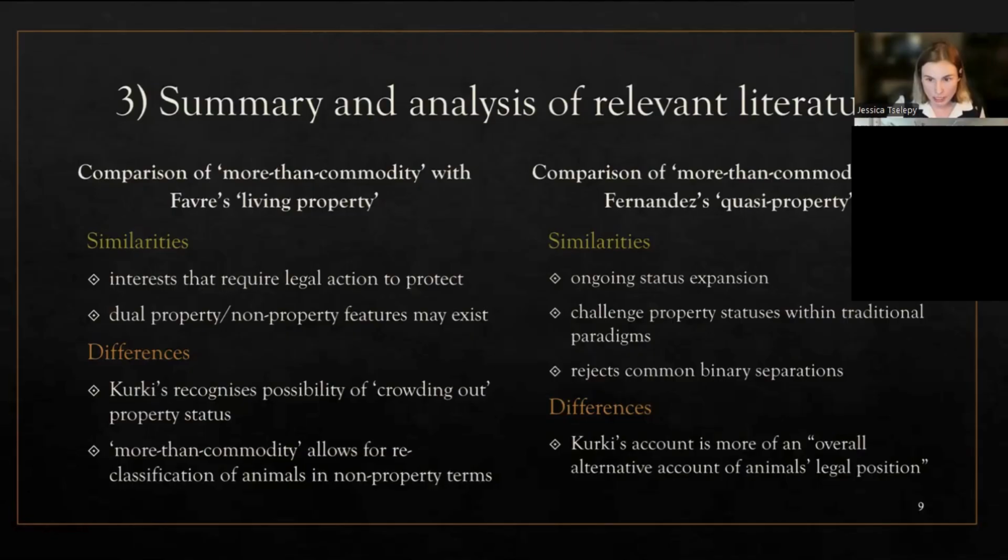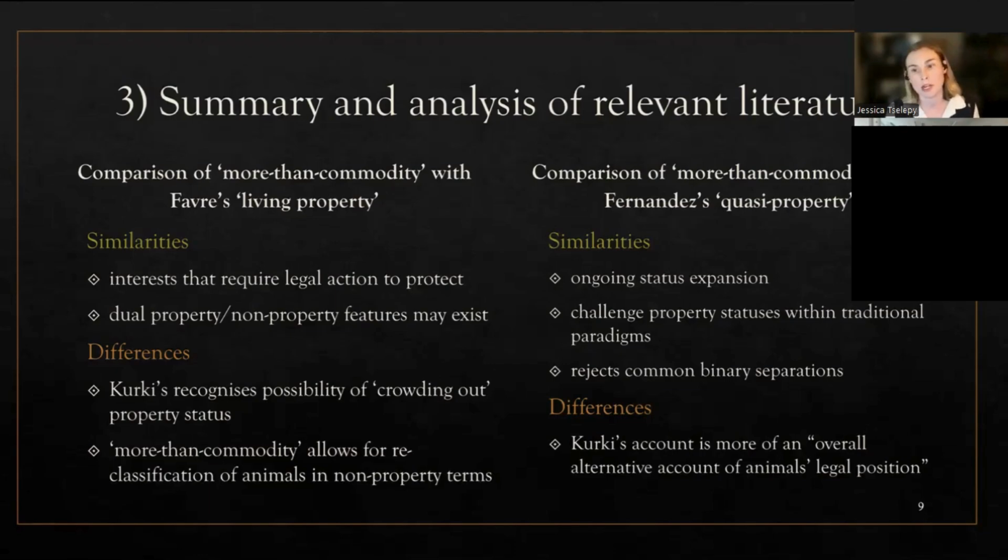Okay, so quasi-property appears then as a term that not only attempts to grapple with the constantly evolving nature of animal status, but one which likewise intends to reject the traditional binary thinking in regards to this legal status. So Fernandez encapsulates the rejection of binary thinking by writing that living property or quasi-property, and she references Favor's work in this quote, both of those terms push, in her idea, non-human animals closer to being the kind of entity that deserves legal standing and a representative to defend their interests. So in my interpretation, "more than commodity" shares strong parallels with quasi-property in these regards.